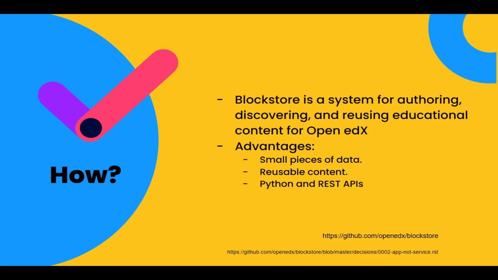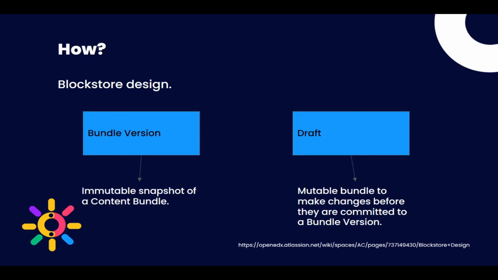And we also have these concepts of bundle versions and draft versions of content bundles. The bundle version is the immutable snapshot of the content bundle. So it's like when we publish changes on Studio, and a snapshot of that content bundle is created and allows or denies us to make changes to that content bundle. And the draft is the same as we have right now on the Studio, which allows us to make any changes in a safe environment.